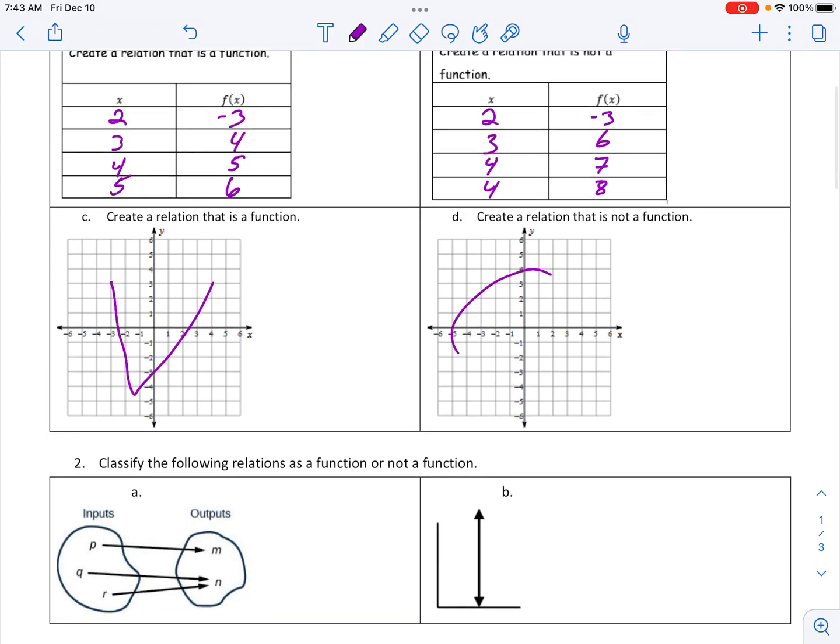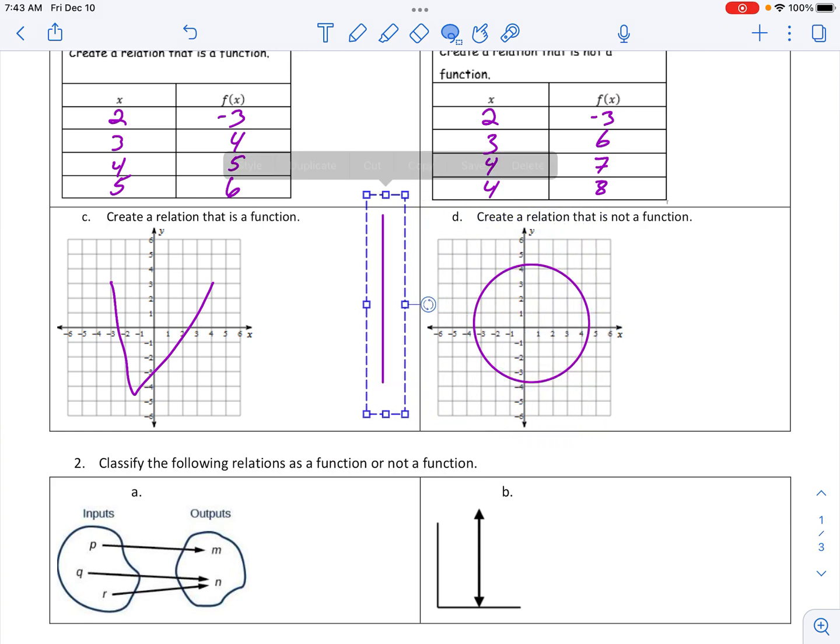Now for it to not be a function, let me try something like this. Make it a little bit better circle. There we go. So here, this is considered to be not a function. The reason is, as I drag it across, it messes up all throughout, where it's hitting that vertical line at more than 1 point, 2 points actually each time. So this is what we would consider to be not a function.